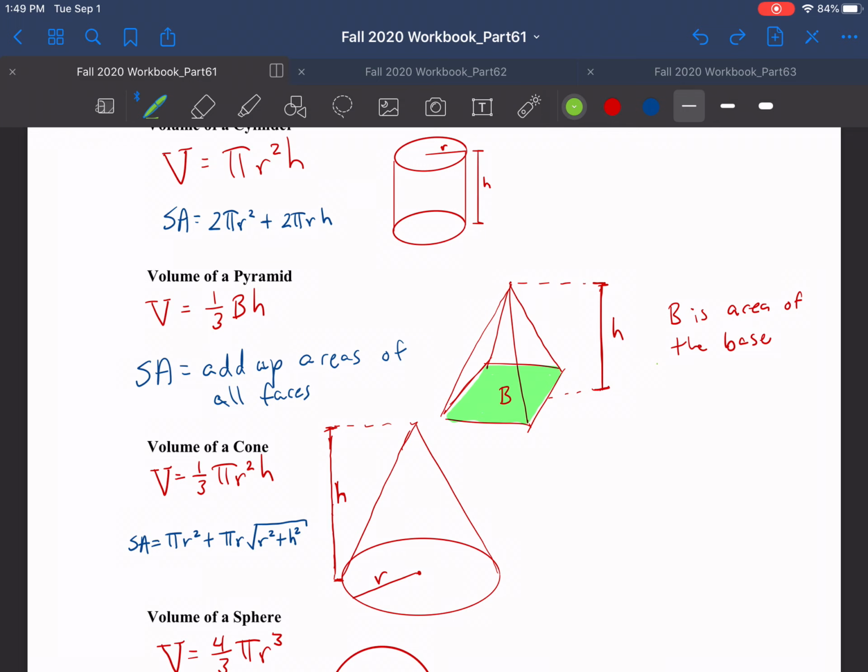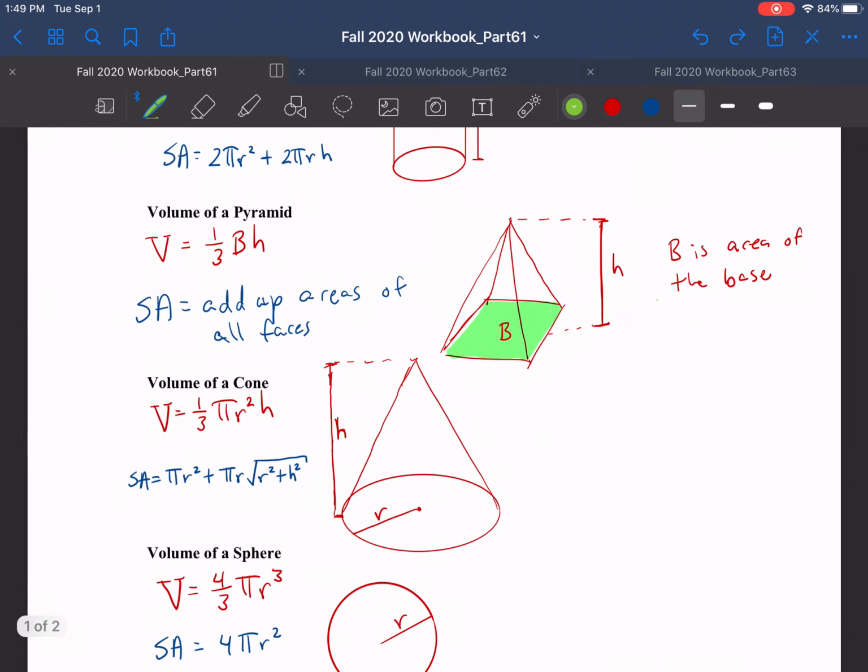So that can be a little bit tricky, but say you had a pyramid like that, with 5 sides. You'd have to go through and find all of these triangular faces and add them to the area of the base down there. Okay, so it's different for each pyramid. That's why we don't have a single equation for it.